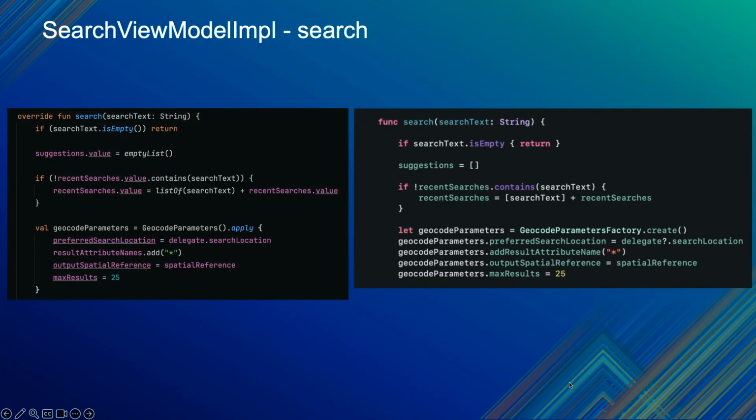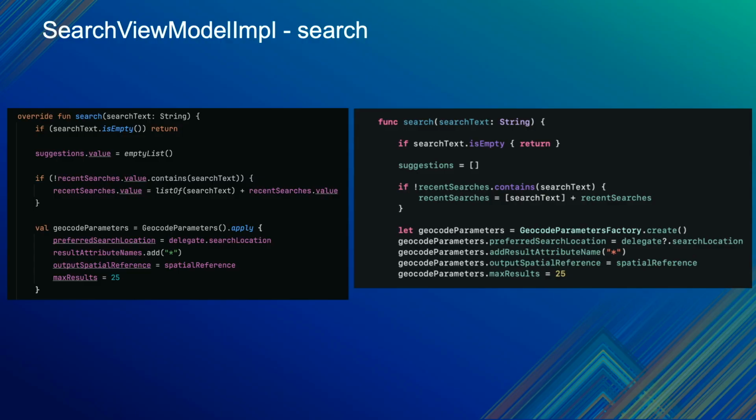Now we'll look at just one of the functions in the search view model to get a feel for how things line up. This is the search. This is what actually kicks off the search and talks to the locator to get results. We'll do this over the course of two slides. The first slide is the setup slide. So the logic is: is the search text empty? If so, we don't do anything and we just bail. Otherwise, we clear out the suggestions. Then we look and see if the search text that's coming in is something that we've already saved as a recent search. If it hasn't, then we're going to add it so that it's there next time. And then we set up the geocode parameters.